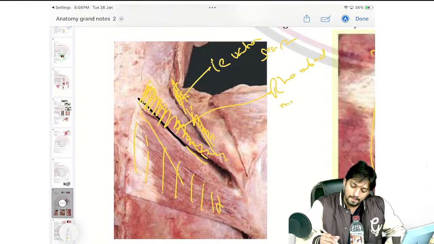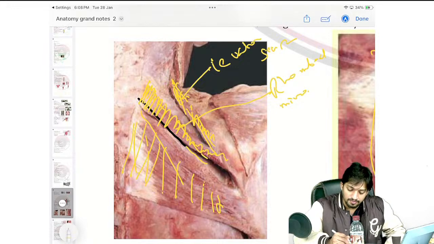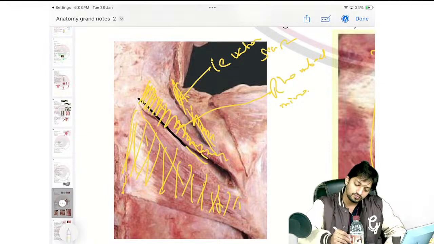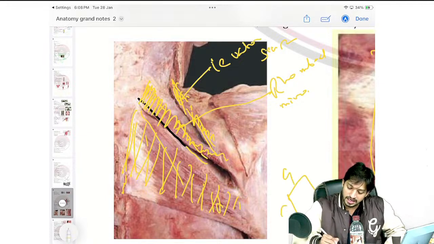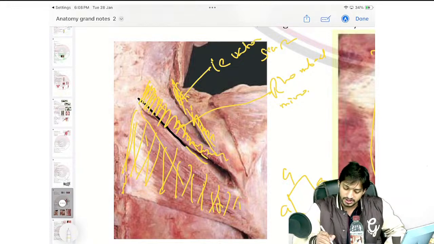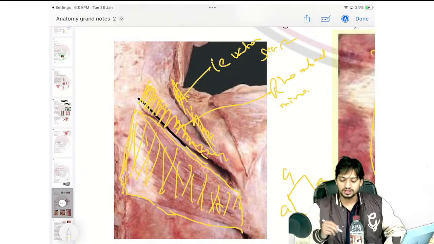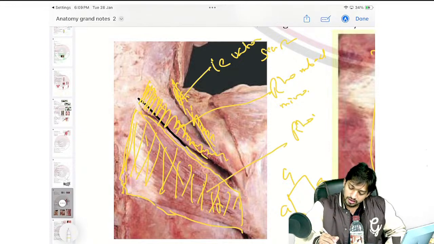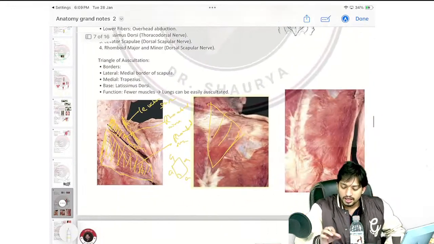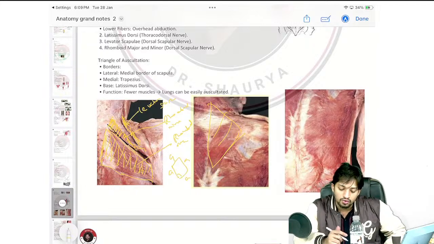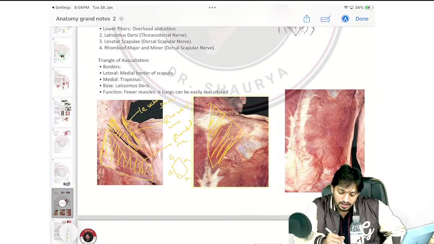rhomboid minor. A bigger muscle, again rhombus is shape. What is rhombus? You know, a quadrilateral with four sides equal, but the angles are not equal to 90 degrees. Okay, again have a look. This is a rhomboid shape muscle. Again one more, a bigger rhomboid shape muscle, so it will be called rhomboid major. Done. We had a look at the muscles of the back region.